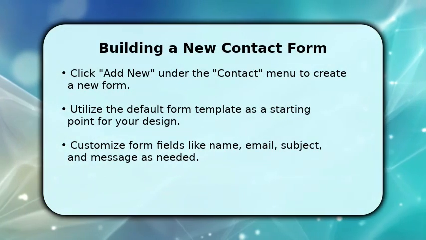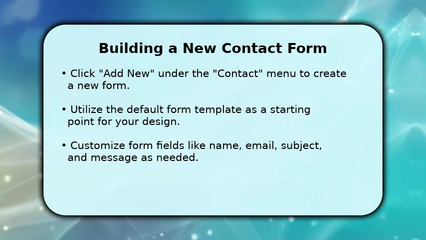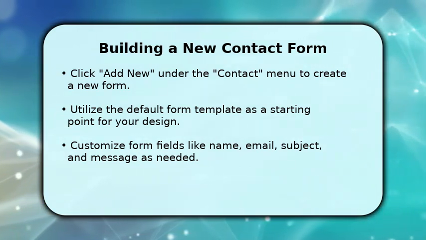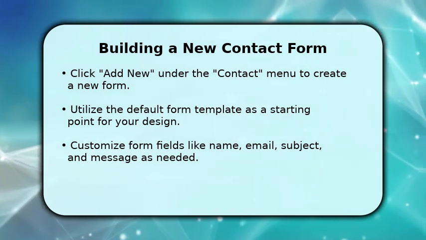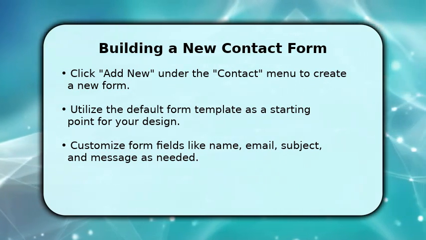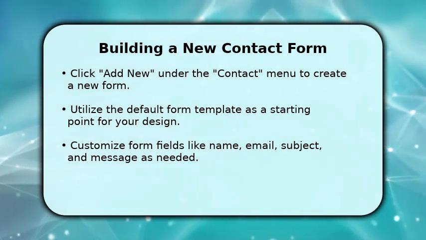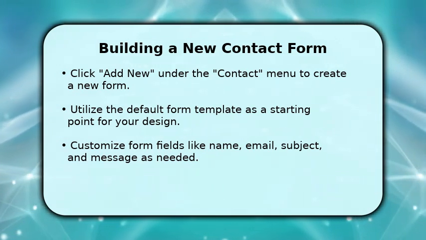Now that the plugin is active, let's create your first form. From the Contact menu, select Add New. You'll see a default form template, which is a great starting point. You can easily add or remove fields such as text areas for messages, email fields, and submission buttons. This intuitive interface makes form creation straightforward and efficient for any user.